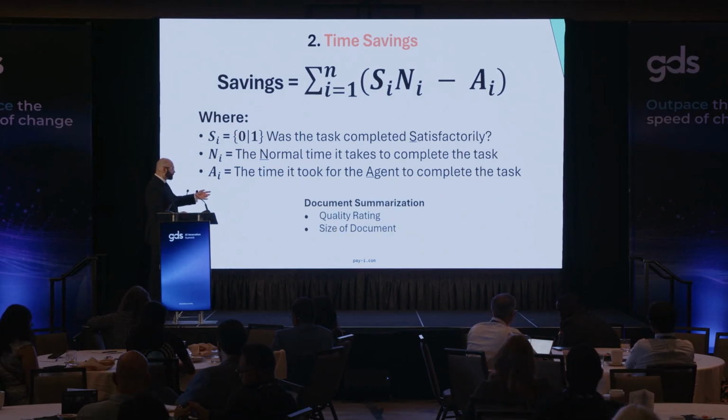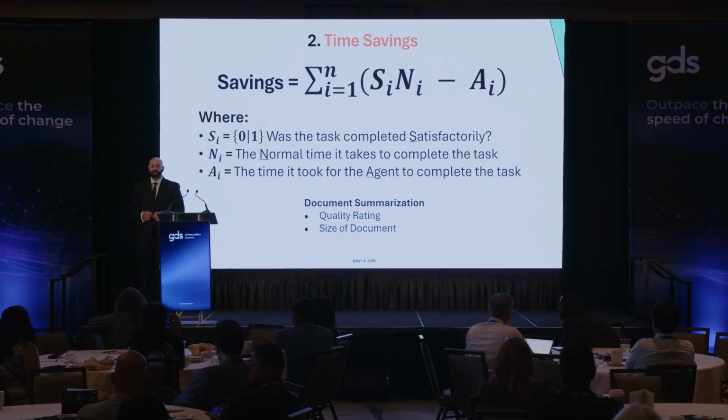And so if you look at our document summarization example, if you understand the size of the document, you can estimate the time it would take for a human to go through, read that, and summarize it, and then satisfaction is a function of their quality rating looking at the agent's outputs. So you can model time savings in this way.